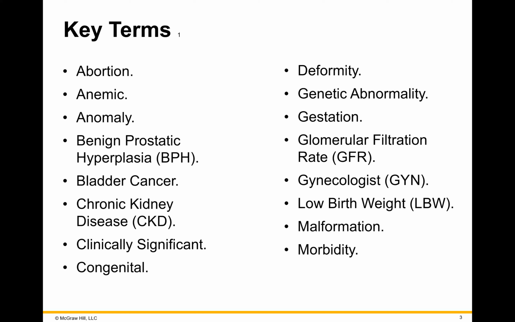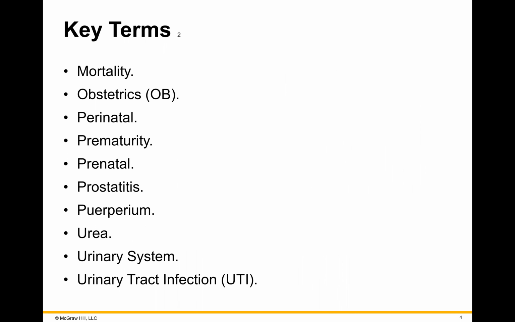Again, some terms, a lot of these we're familiar with in terms of genitourinary for men, women, things like BPH, benign prostatic hyperplasia, deformity, genetics, GFRs, GYNs, all these different types of things. Mortality, obstetrics, different than GYN, prenatal, puerperium, UTIs, and more.